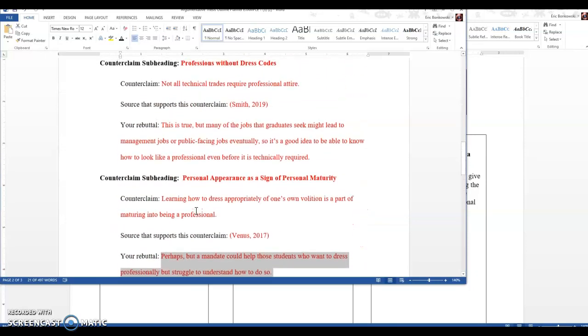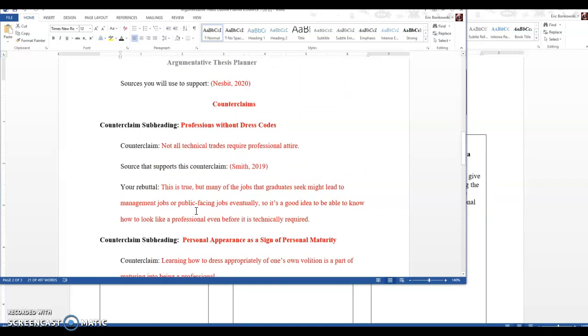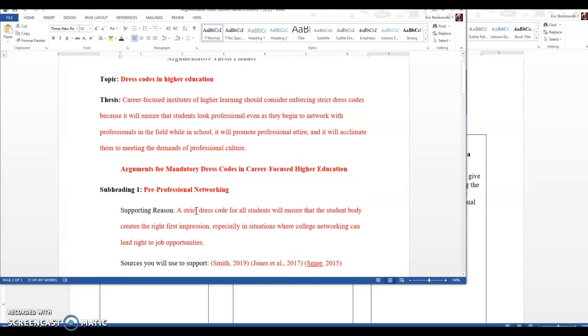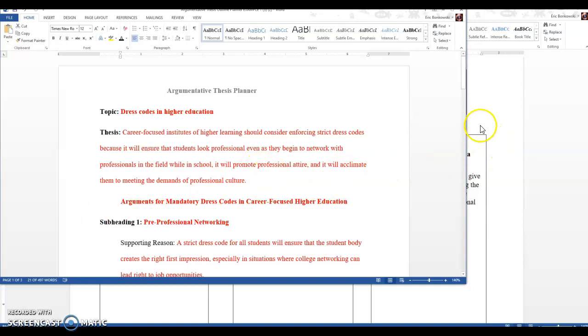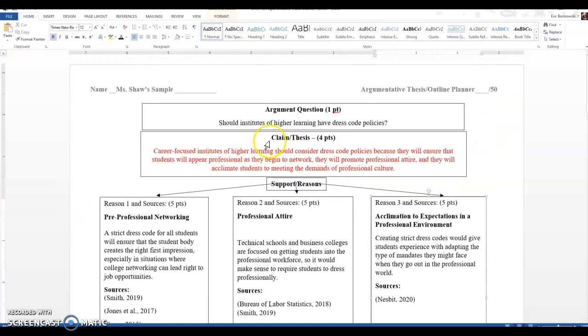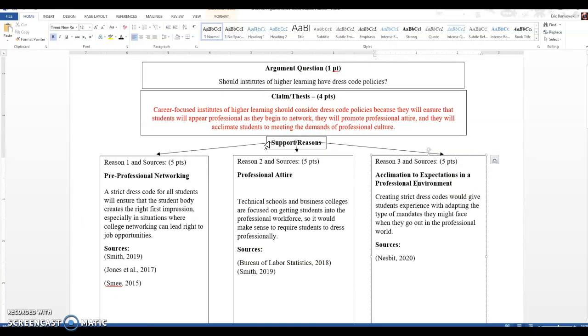So this is maybe like a more clear outline for how the paper is actually going to be written on the paper. More of an outline, less of a planner. So as we're looking through here, what I have as pre-professional networking, professional attire, and acclimation expectations in a professional environment, those are just going to be the subsections of my paper.